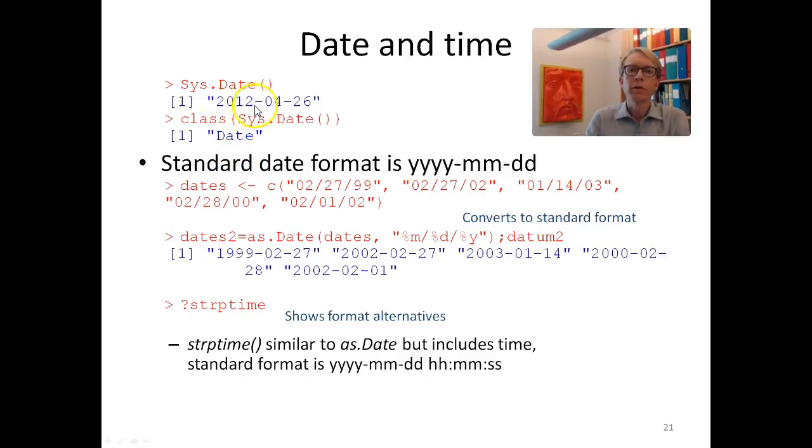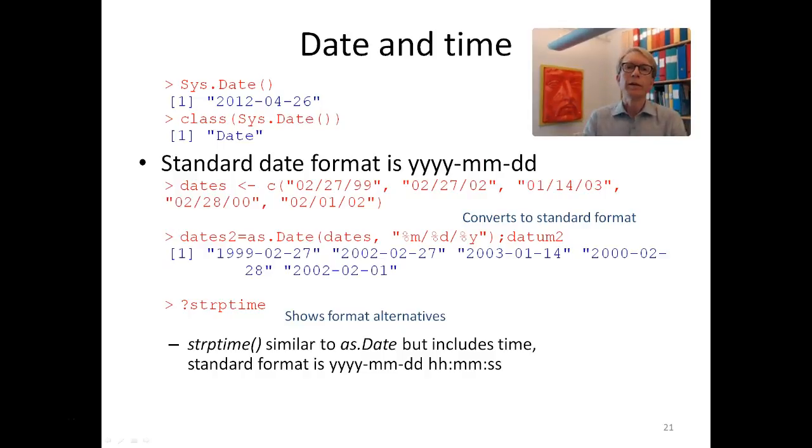And the date that you got here, that's in R's standard format. And the standard format is actually the same that we commonly use in Sweden, so it's quite easy for Swedes to use R. It's year in 4 digits, month, and day, and they are separated by dashes.